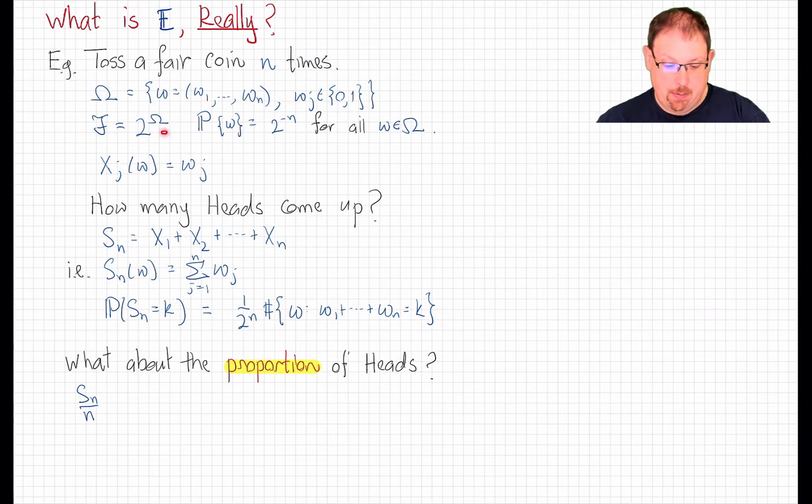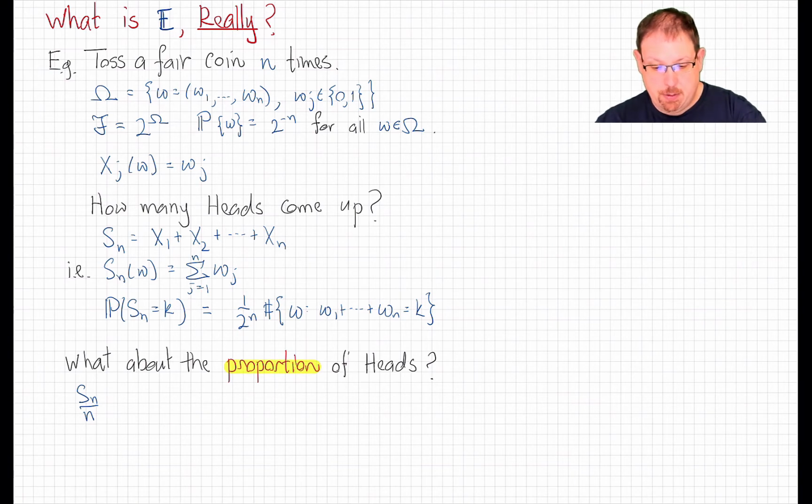We'll work with the sigma field of all subsets and use the uniform discrete probability measure, which assigns to each outcome the probability 1 over 2 to the n. That is, it assigns equal probability to all outcomes. Then what we're interested in here are the random variables xj, where xj of the sequence omega equals omega j, the 0 or 1 in the jth position of that sequence. This random variable tells us whether the jth toss is a heads or a tails.